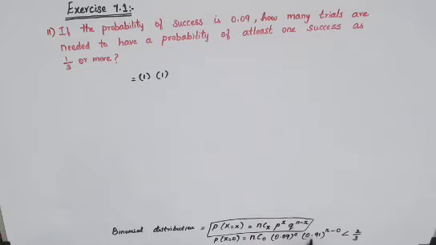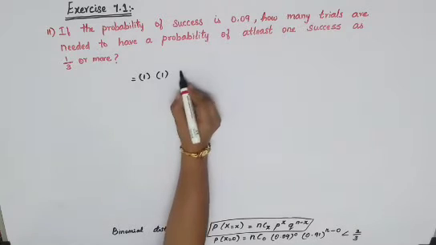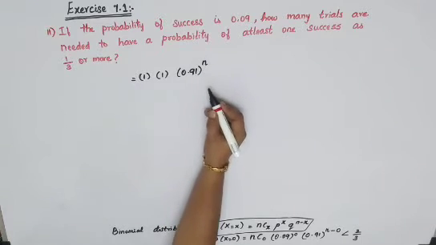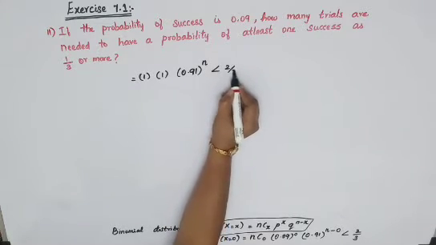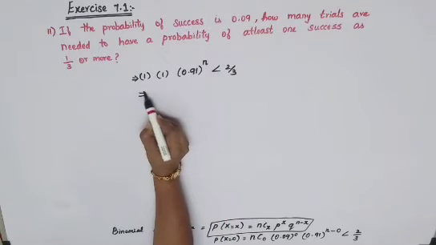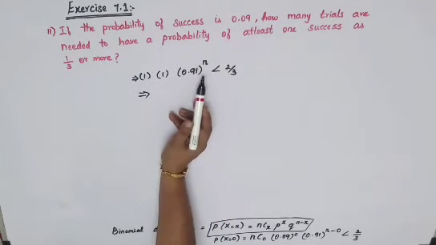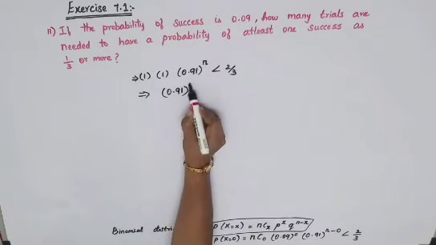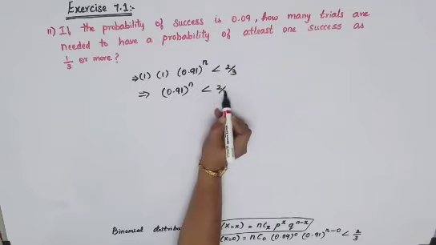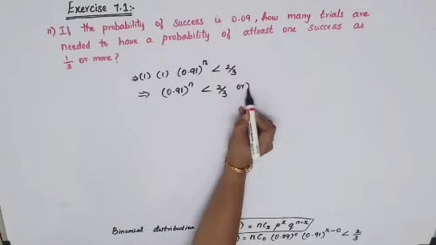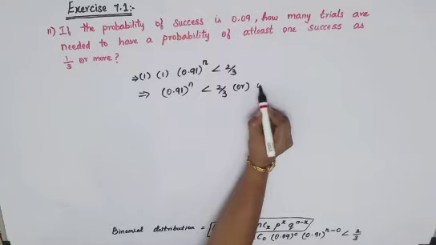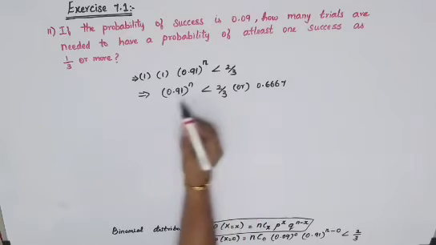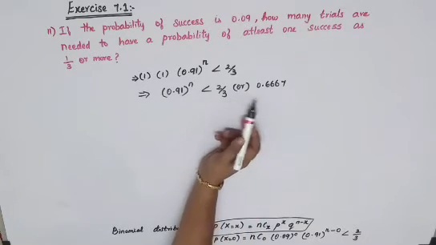And here 0.91 the whole power n. So it is 0.91 the whole power n minus 0, that will become n, which is less than 2/3. This implies 1 into 0.91 the whole power n, which is less than 2/3. Convert this 2/3 to a decimal, that is 0.6667, so it will be easier to compare both the sides. Okay, so I'll just convert it and keep it.